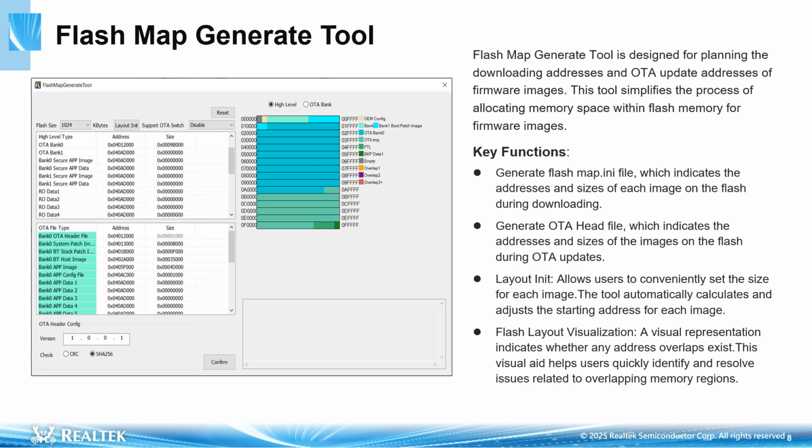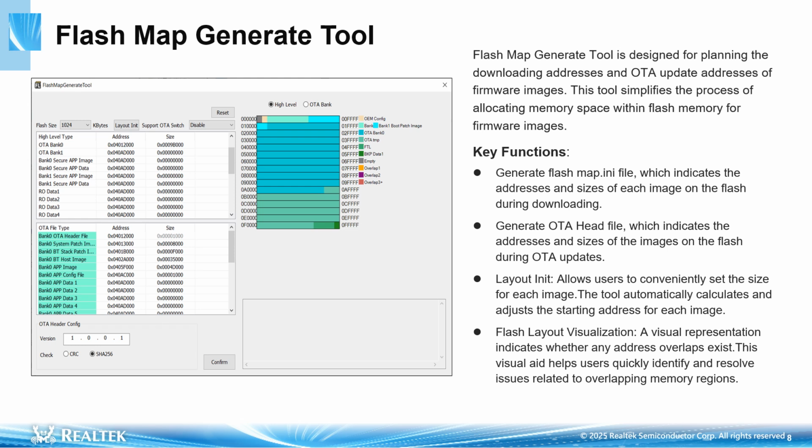The Flash Map Generate tool is used for planning the downloading and OTA addresses of different firmwares on Realtek BLE SoCs. Its main functions are shown as follows. Generating flashmap.ini file, which indicates the addresses and sizes of each image on the flash during downloading. Generating OTA header file, which indicates the addresses and sizes of the images on the flash during OTA updates.